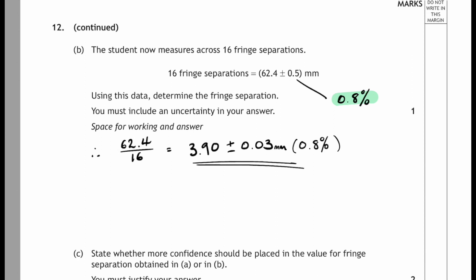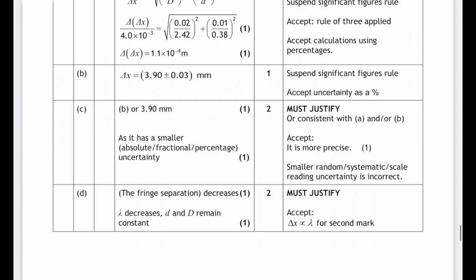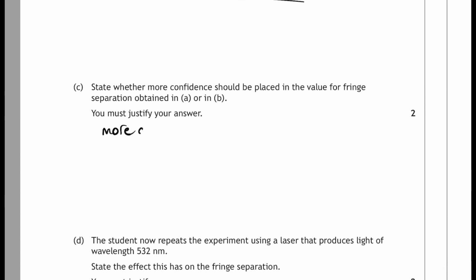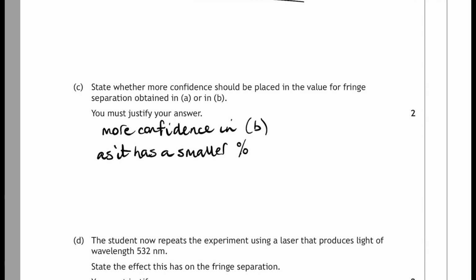Now that's only worth 1 mark, and you could of course just divide the 62.4 and the 0.5 by 16 and get the same answer there. There's the MIs for part B, and notice on the right hand side it says accept the uncertainty as a percentage. Moving on then, part C, state whether more confidence should be placed in the value for fringe separation obtained in part A or in part B. Well, more confidence is in part B because it's got a smaller percentage uncertainty.